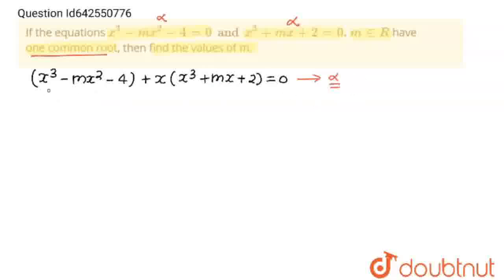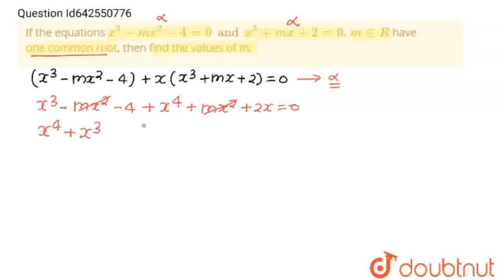Now see, this will become x cube minus mx square minus 4 plus x into x cube, this will become x to the power 4, plus x into mx, this will become mx square, plus 2x equals 0. And mx square minus mx square will get cancelled out. And this will become x to the power 4 plus x cube plus 2x minus 4 equals 0.